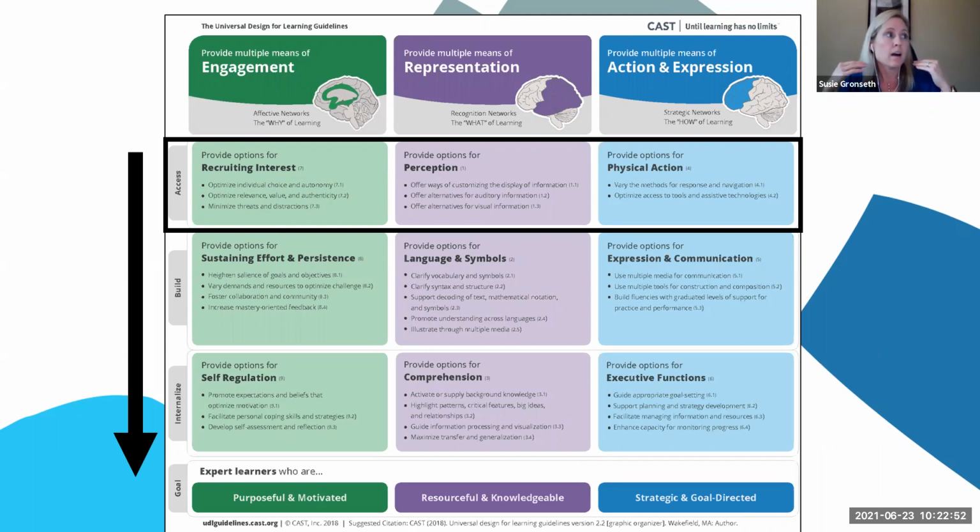How can we engage learners to recruit their interest? How can we provide that content in accessible ways? And how can we enable learners to show what they're knowing in accessible ways?